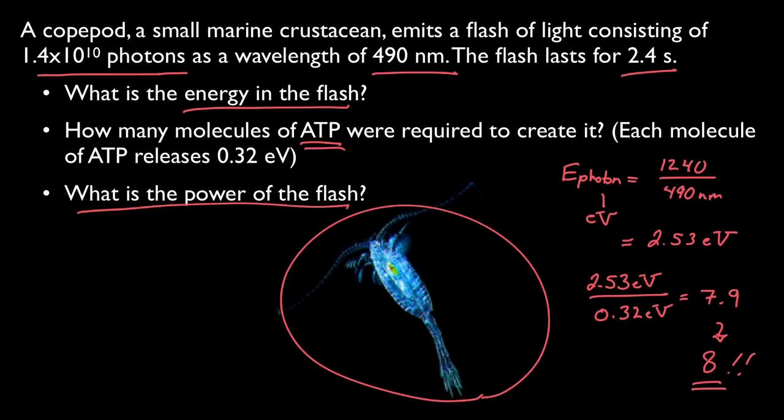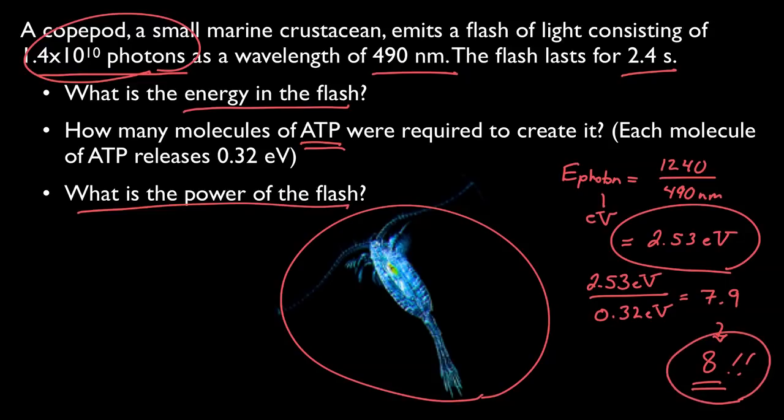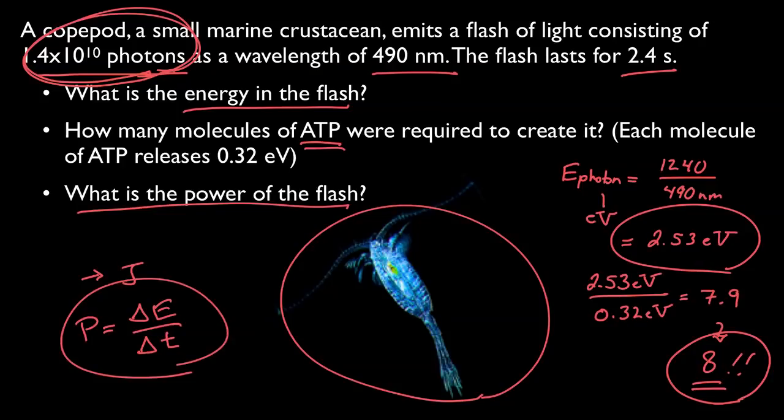Then the energy in the flash is just equal to the energy of the individual photons multiplied by the number of photons. For the molecules of ATP, I'm going to take 8 molecules of ATP, which is how much it takes to make one photon, times the number of photons. And then for the power of the flash, I'm going to take the energy and convert it to joules, and then I can just compute the power. It's just equal to delta E over delta T. So I have the energy of the flash in joules, and I can just use my basic power equation to calculate it.